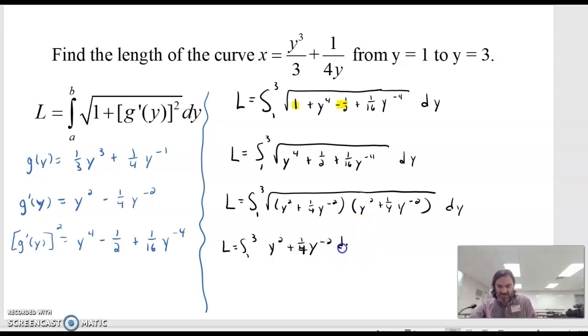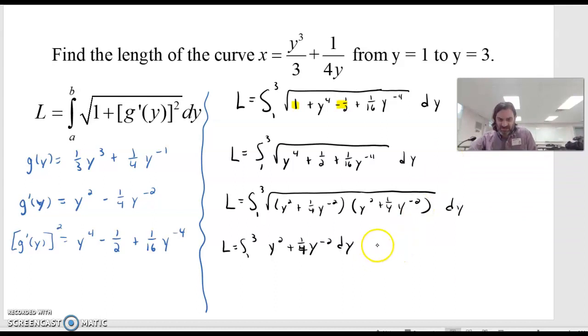Okay. Now we still got to integrate that. So when we integrate that, we'll have 1/3 y cubed. That goes up to negative 1, so we have minus 1/4 y to the negative 1, and that'll be from 1 to 3. So my integration gives me 1/3 y cubed minus 1/4 y to the negative 1, and I've got to evaluate that from 1 to 3.